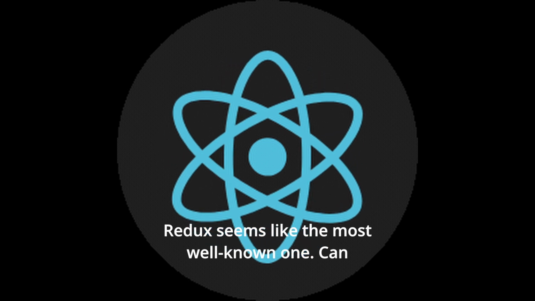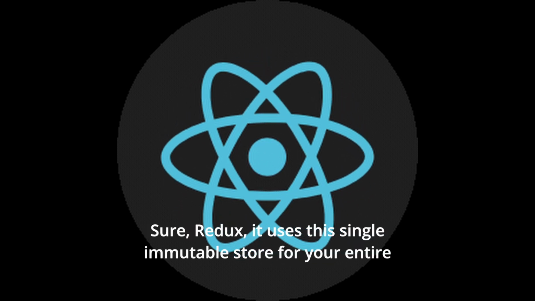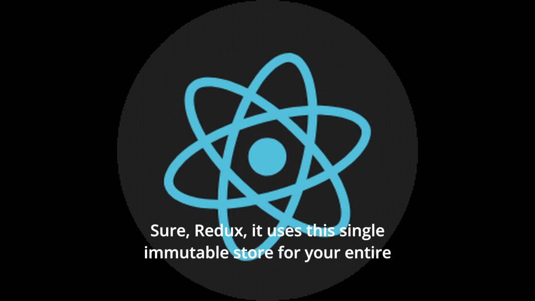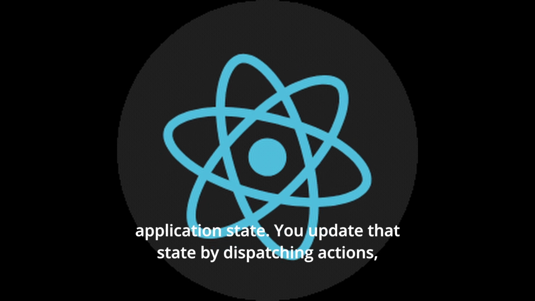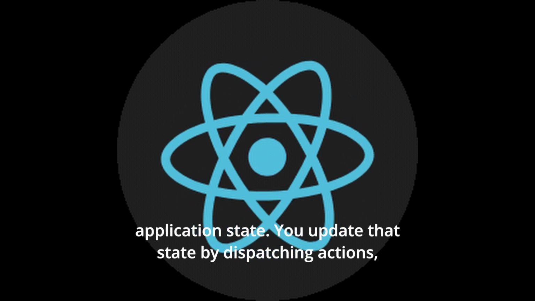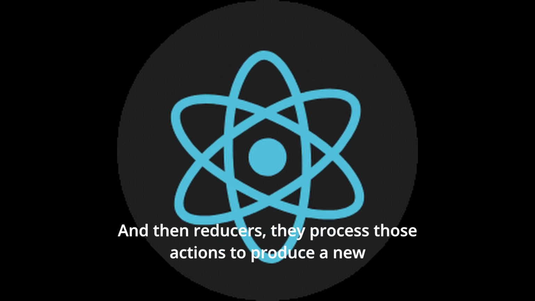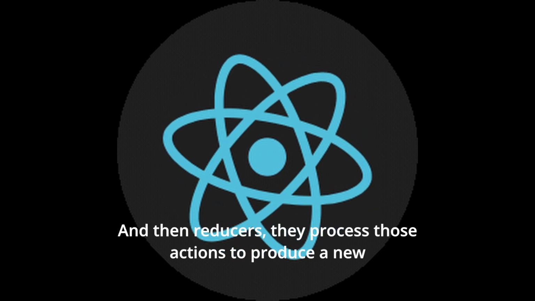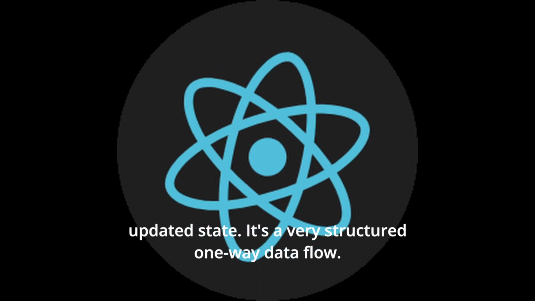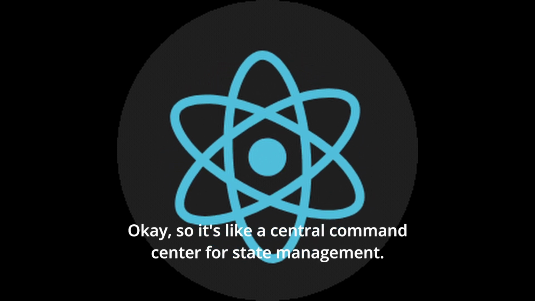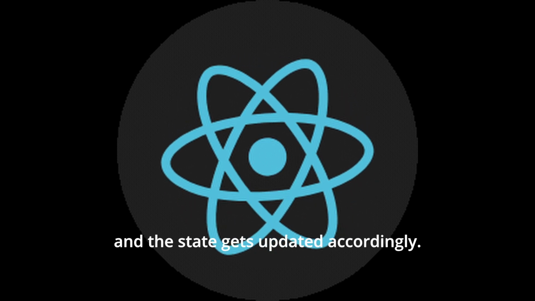Redux seems like the most well-known one. Can you give us a quick overview of how it works? Sure. Redux uses a single immutable store for your entire application state. You update that state by dispatching actions, which are really just plain objects that describe what happened. And then reducers process those actions to produce a new updated state. It's a very structured one-way data flow. Okay, so it's like a central command center for state management. Actions come in, reducers process them, and the state gets updated accordingly.